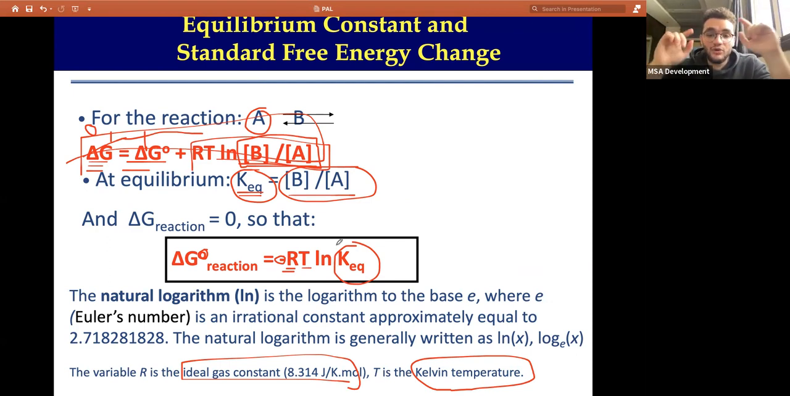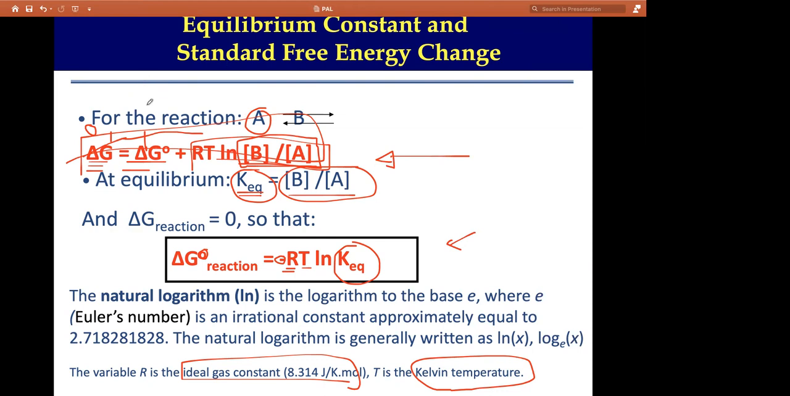So the only way we can use this is if it's at equilibrium. If it's not at equilibrium, you have to use this one. Okay, is that clear? Yes, thank you. All right.